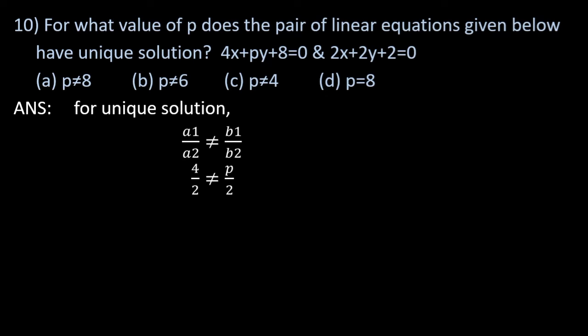Now we will do cross multiplication. We will get 4 2s are 8. Otherwise you can see the denominators we can also cancel because on both sides we have 2 and 2. Then it will cancel, so what will we get? P is not equal to 4. Then option C, P is not equal to 4, is the correct answer.